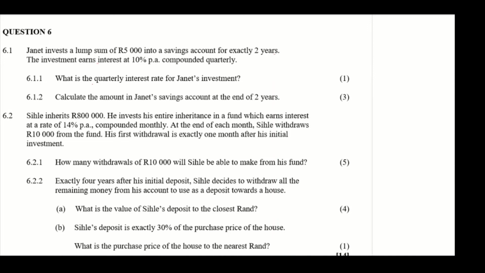Okay, so now in question 6, Janet invests a lump sum of 5,000 Rand into a savings account for a period of 2 years. The investment earns an interest rate of 10% compounded quarterly. 6.1.1. What is the quarterly interest rate for Janet's investment? So we are told that the interest is compounded quarterly. So the interest rate for Janet is going to be equal to 10% divided by 4, which is 2.5%.